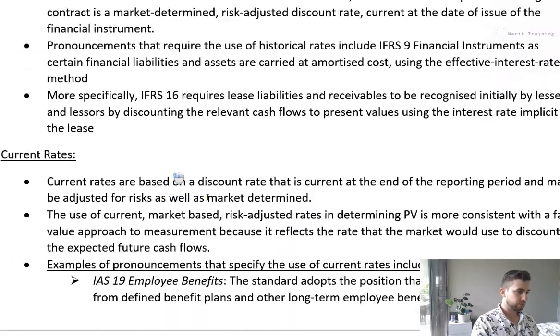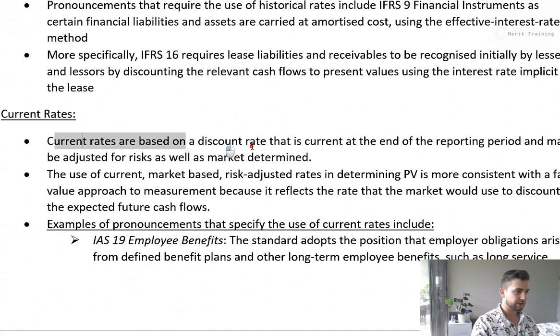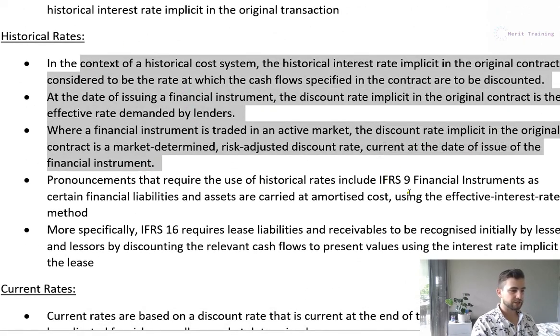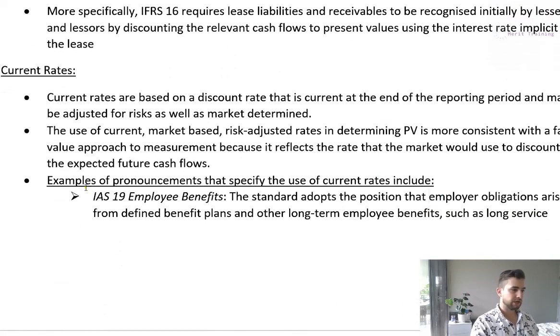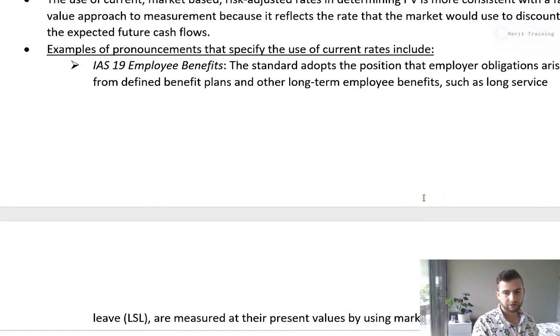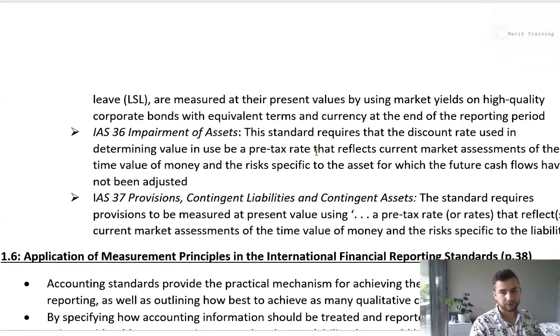So what is current rate versus historical rate? Current rates are based on the discount rate that is current at the end of the reporting period, maybe adjusted for risk, whereas historical is more about what has it historically been over time. So a few standards actually specify the use of current rates. So for example, employee benefits. So that's for calculating, for example, the long service leave or the annual leave provisions, which you need to discount to today's value, because you might not pay your long service leave, for example, until 10 years time. So what's the value of that today? You need to have a provision for that.